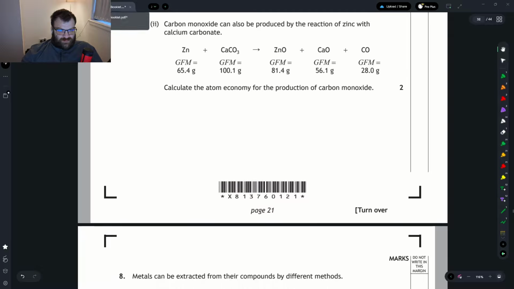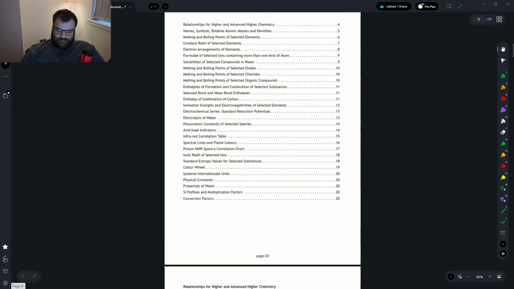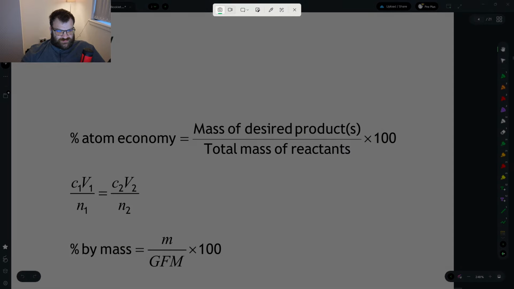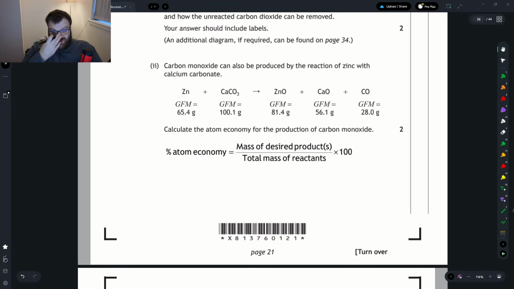Next up, we're asked for percentage atom economy. We find that in the data booklet: mass of desired product over the total mass of reactants. The reason that this works is that the total mass of reactants will have to equal the total mass of the products. That's called conservation of mass. Mass is not destroyed, it's just changing from one chemical to another. We need to check if there's any balancing numbers because you have to involve them when it comes to doing these questions. This question is not doing that, it's just that there's 5 chemicals involved.